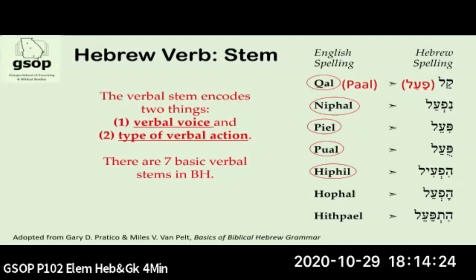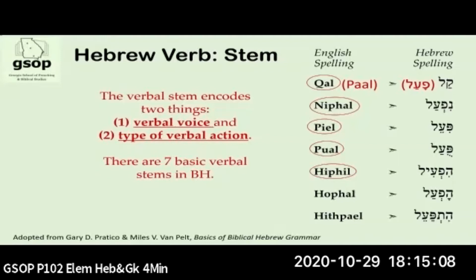And so the stem is going to give us information about the verb's voice, whether it's active, passive, or reflective, and the type of action, simple, intensive, and causative. There are actually seven, I think that's right, one, two, three, four. Yeah, it says seven. Seven basic verbal stems, also called binyanim. The Qal, which is also referred to as the Pa'al. The Qal means simple, and you see at the top there, in the English, the Qal, and in the Hebrew the spelling Qal, and in the English I put there an alternative name, just as an identifier.